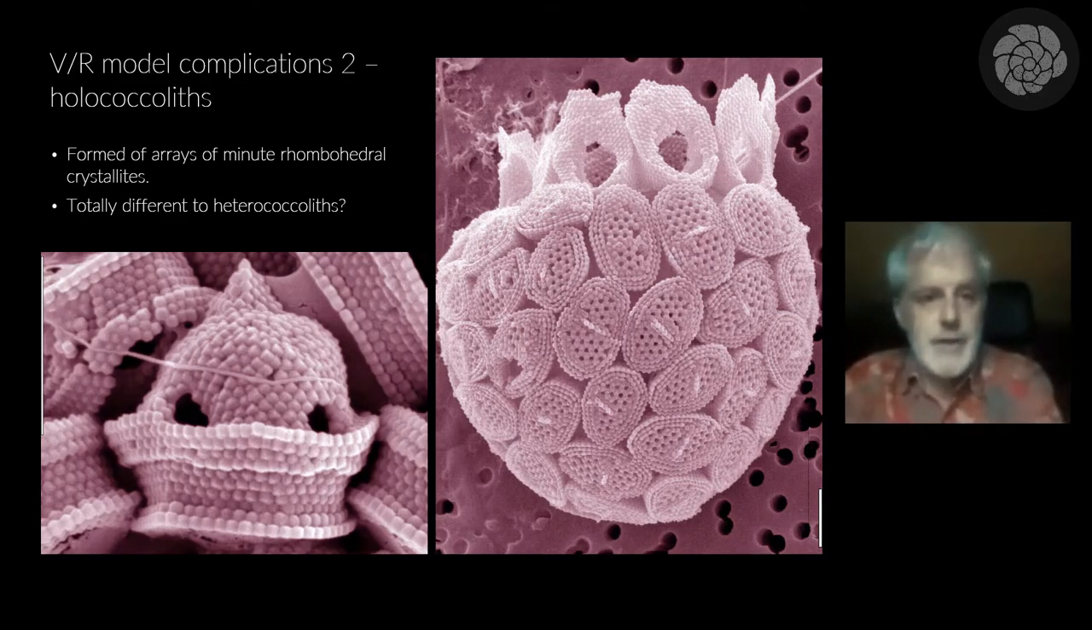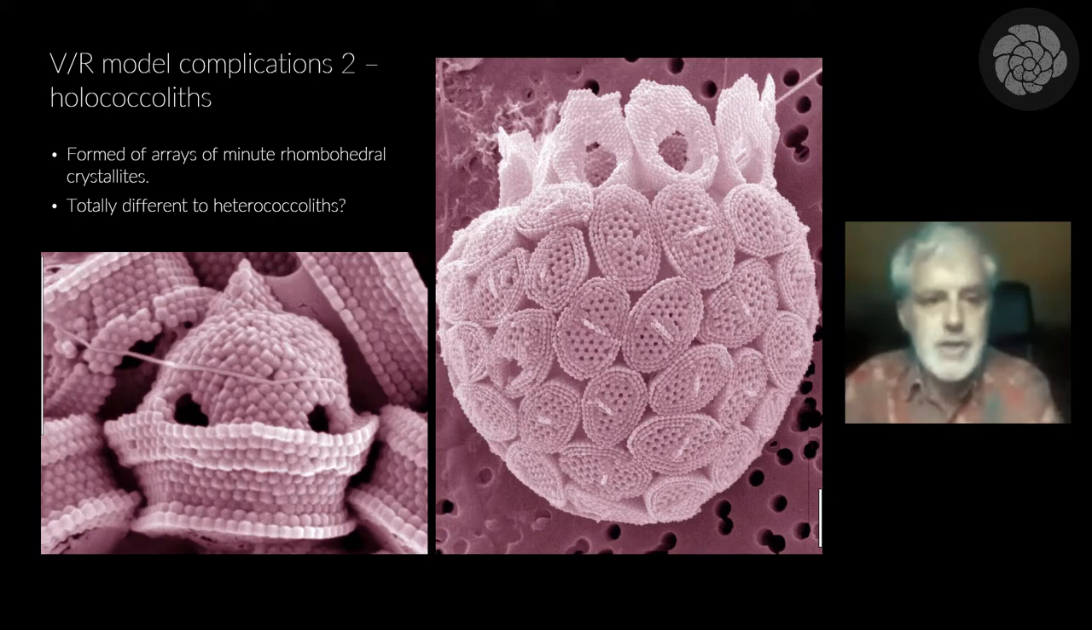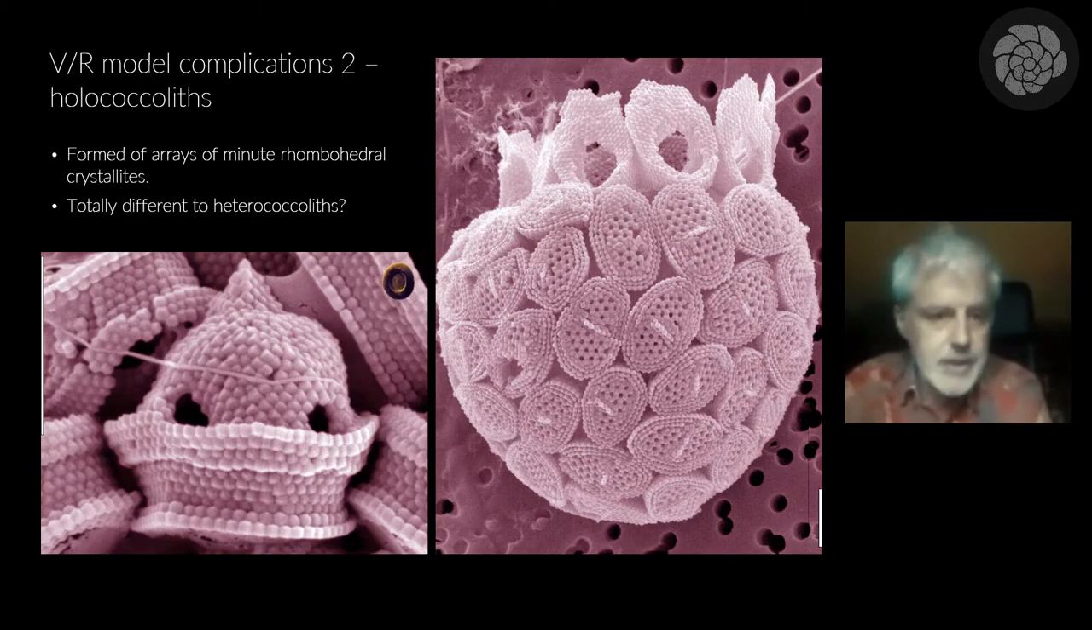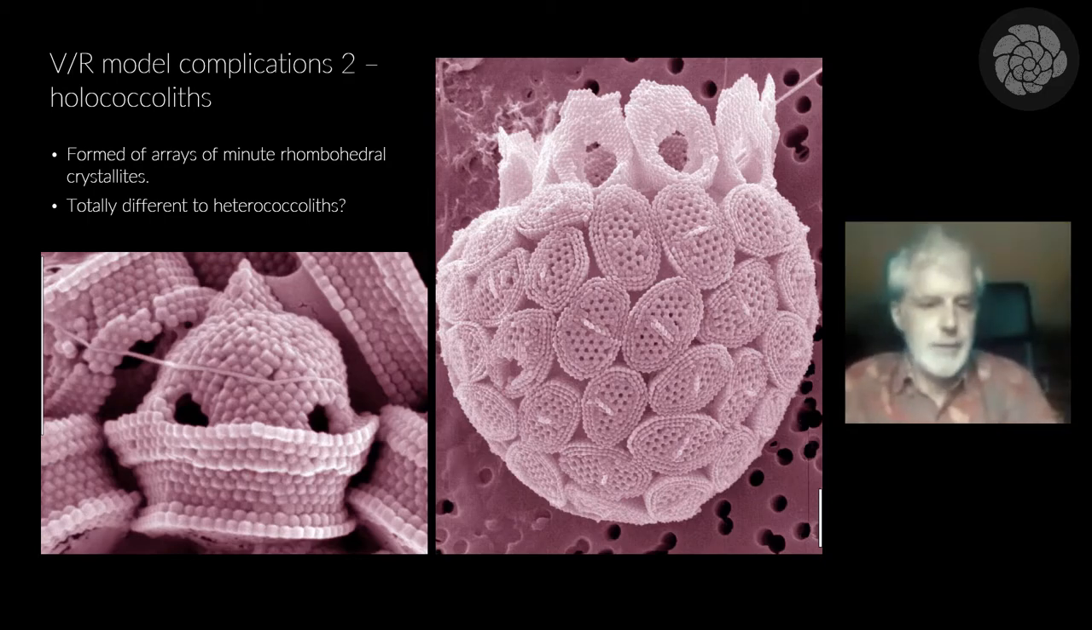Second complication on VR is that the model only applies to heterococcoliths, the ones with rims with complicated crystals. There's a whole separate group of coccoliths called holococcoliths, which are formed just of a mass of minute little rhombohedral crystals. Each of these little rhombohedra is a separate crystal. The crystals have very simple morphology. They're just simple calcite rhombohedra, just like you get from growing calcite inorganically.